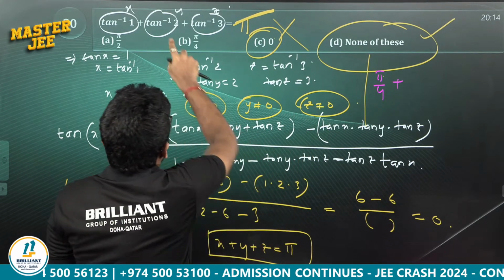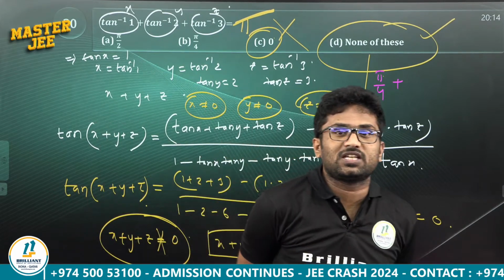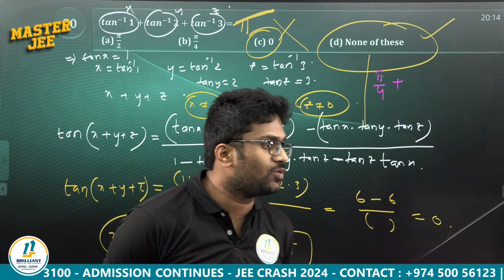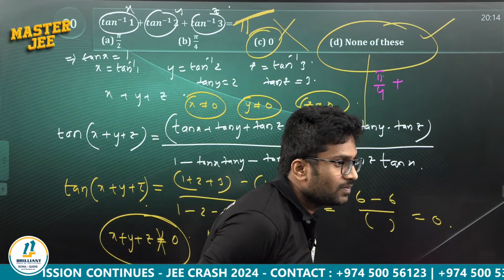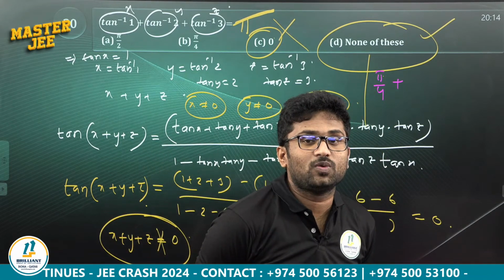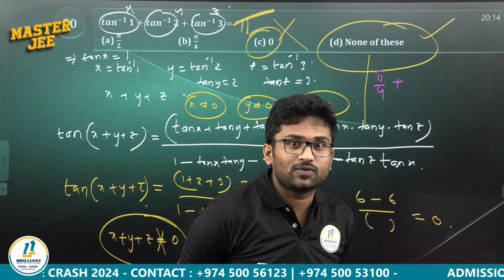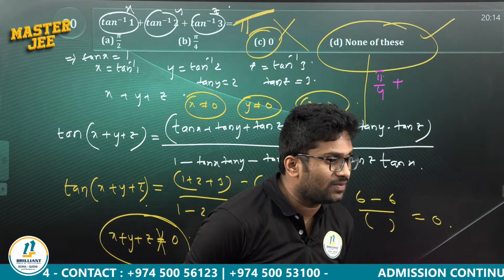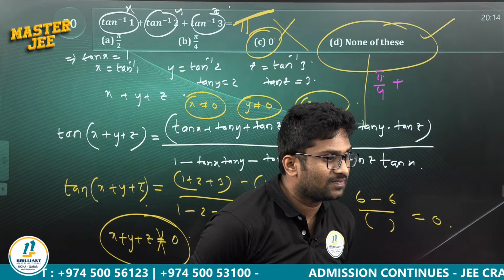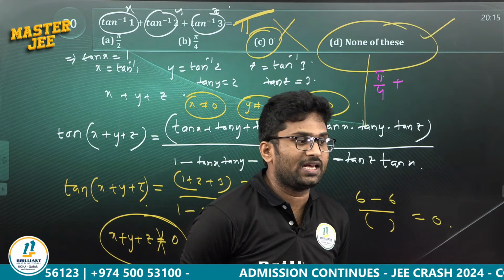What is tan inverse 2 plus tan inverse 3? Tan inverse of 2 plus 3 by 1 minus 2 into 3? Should we write it directly?